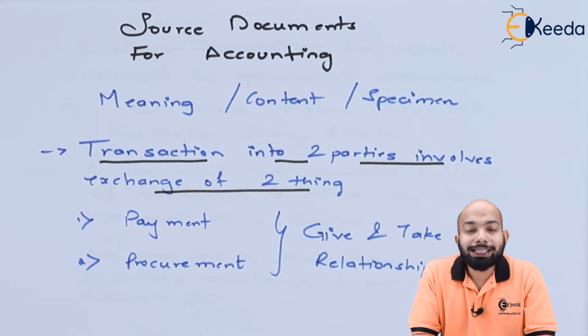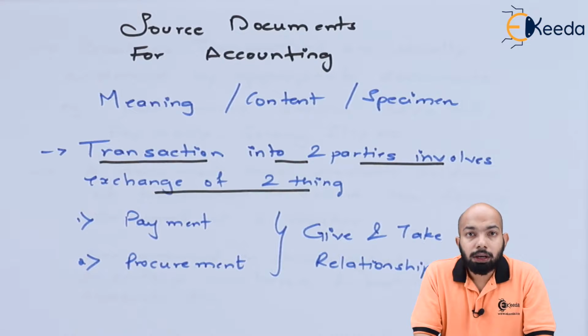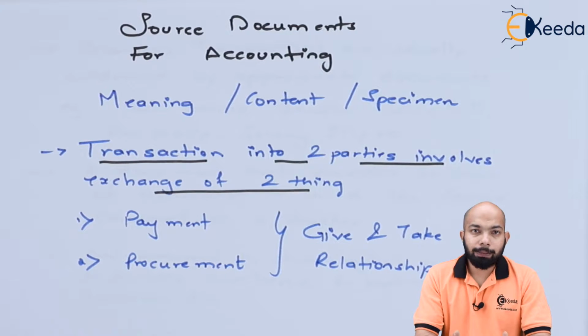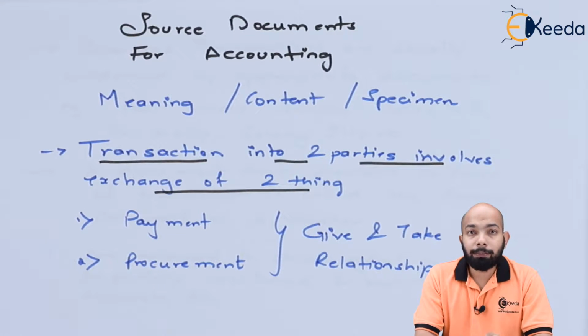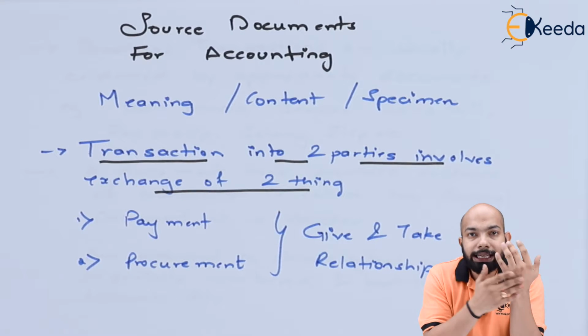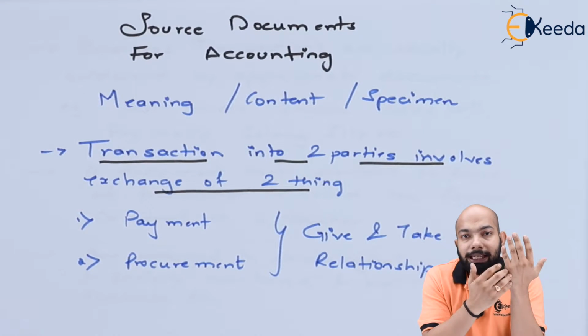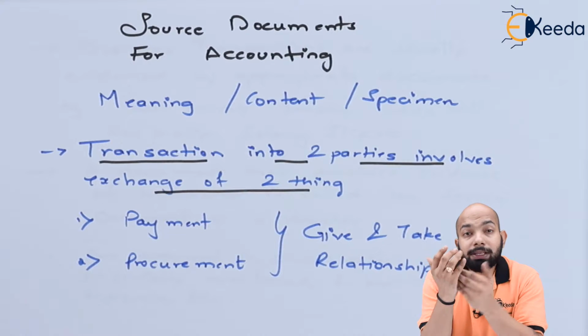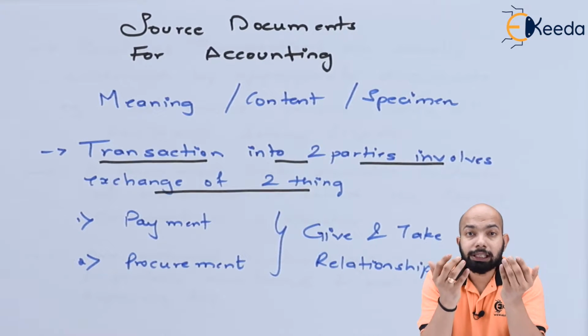Now, a transaction between two parties basically involves an exchange of two things. Whenever a transaction happens between two or more parties, we'll just take two parties for example. Party A and party B have a transaction whereby party A procures certain goods from party B, and party B is supposed to receive a certain amount from party A. So Mr. A procures certain goods from Mr. B, and Mr. B in return receives cash from him.